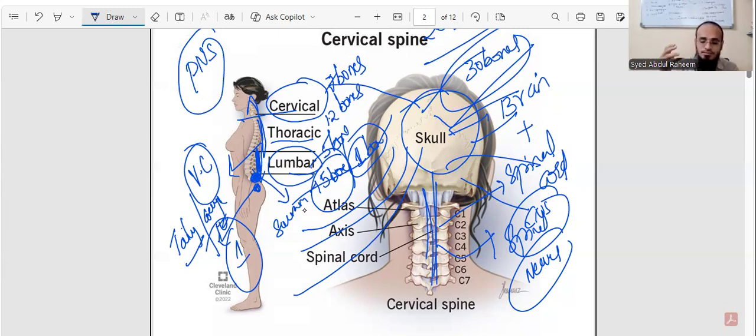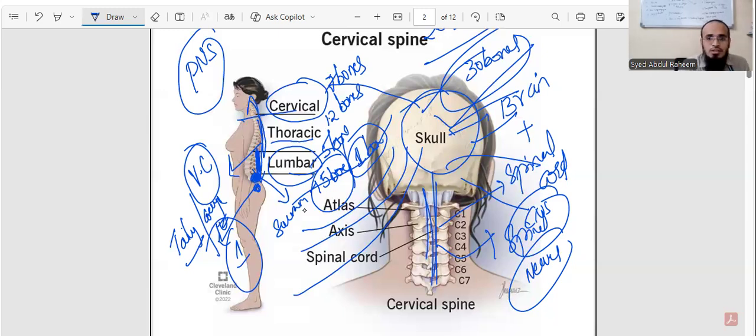Like in the hand, you have one nerve. This nerve is called a peripheral nerve. In the legs, you have the femoral nerve and the tibial nerve. Okay. So that is what we call a peripheral nerve.